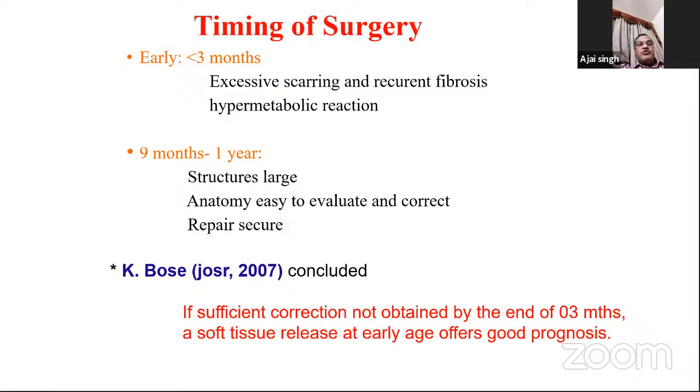In 2007, the KBOS observed that if sufficient correction is not obtained by the end of 3 months, a soft tissue release at an early age offers a good prognosis, but because the structures are very fragile at this age, the repair is very difficult to retain. So the majority of workers say that it should be delayed, and unless very alarming, we should not go for children less than 3 months. Next, please.